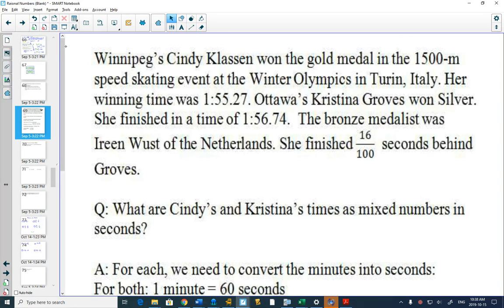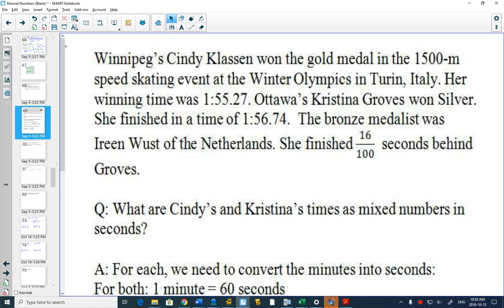So here's the question. It gives us some numbers from the Olympics when Cindy Clausen won the gold medal a number of years ago in Italy. Her winning time was this. How do you read that? 1 minute, 55.27 seconds. Okay? So she did it in 1 minute and 55.27 seconds.